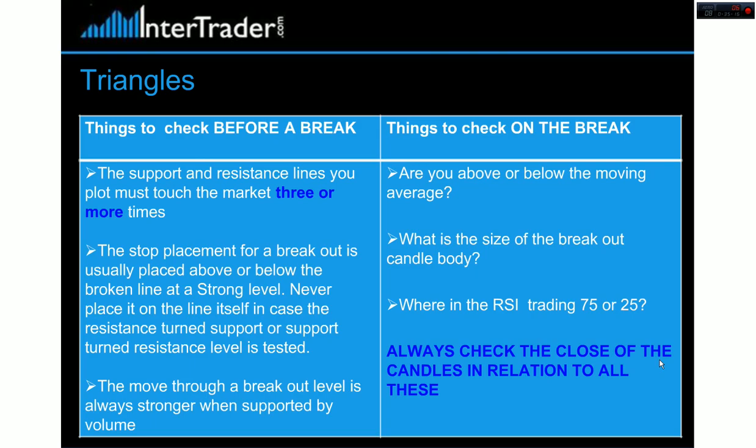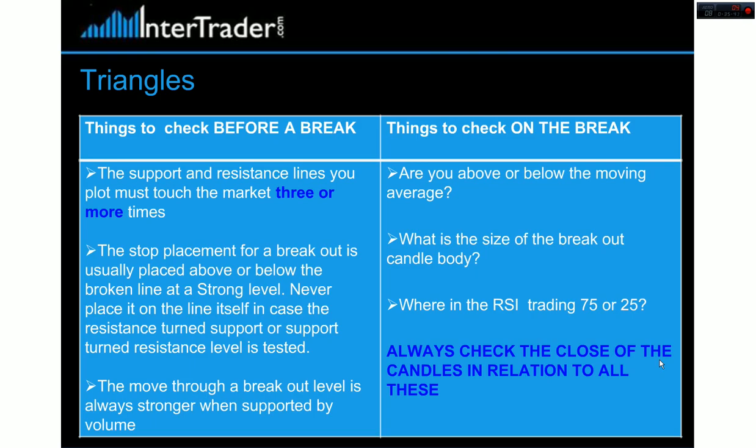So, things to check when you're trading triangles before a break. The support and resistance line you plot must touch the market, I'd say, 3 or more times to make it a valid level of support and resistance. The stop placement for a breakout is usually placed above or below the broken line of a strong level. Never place it on the line itself, because that's the point of attraction. It's too dangerous. And the break of a level is always stronger when it's supported by volume.